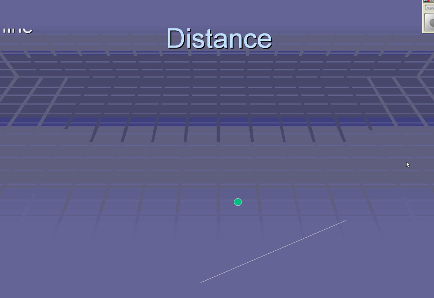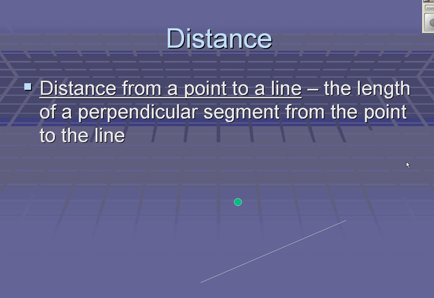Okay, distance. The distance from a point to a line is defined as the length of the perpendicular segment from the point to the line. So if I'm looking at this point here and this line here, this is the distance from the point to the line. You wouldn't want to measure the distance from a point to a line and say, all right, this right here represents the distance. It's 15 centimeters from this point to this line, because there's a shorter distance right here. So we've got to use the shortest distance, which is a perpendicular.